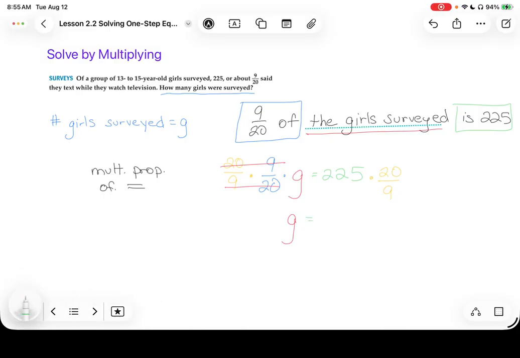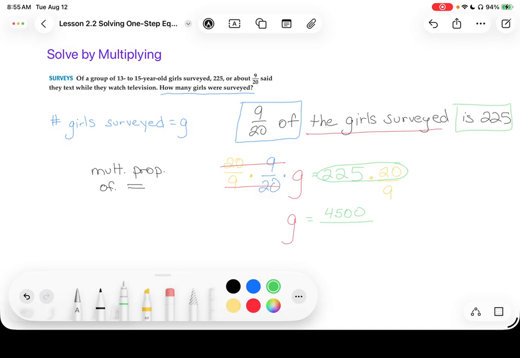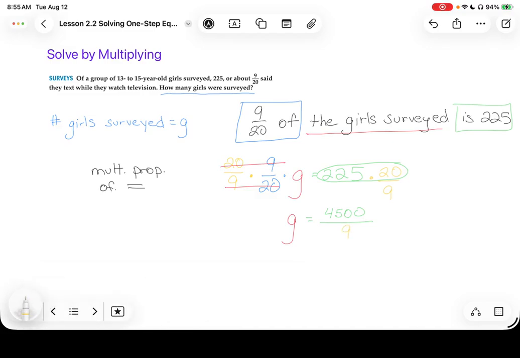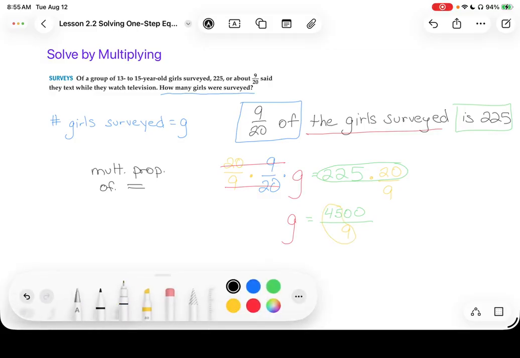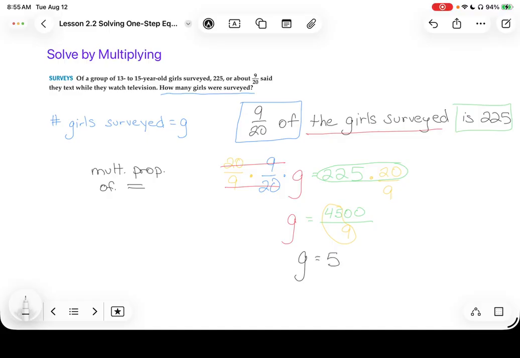Over on the other side, it's going to be a pretty huge number in the numerator because 20 multiplied by 225 is 4,500. And then on the bottom, I've got 9. Luckily, 4,500 divided by 9 simplifies very nicely because 45 divided by 9 is 5. So it's 5 with two zeros, 500. So my answer is 500 girls were surveyed.